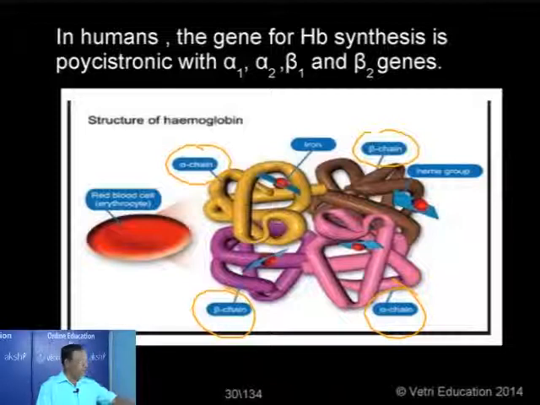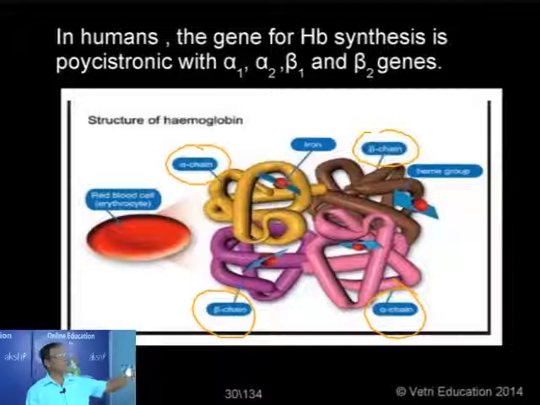So each polypeptide chain is under the influence of one cistron. And the gene contains 4 cistrons for the synthesis of actually 4 polypeptide chains. And all the 4 polypeptide chains have related functions, nothing but the formation of hemoglobin.